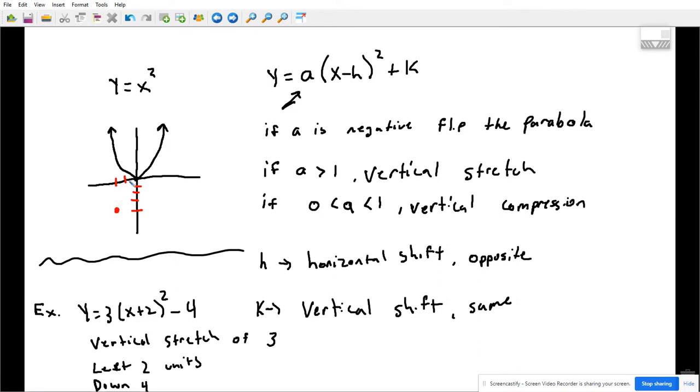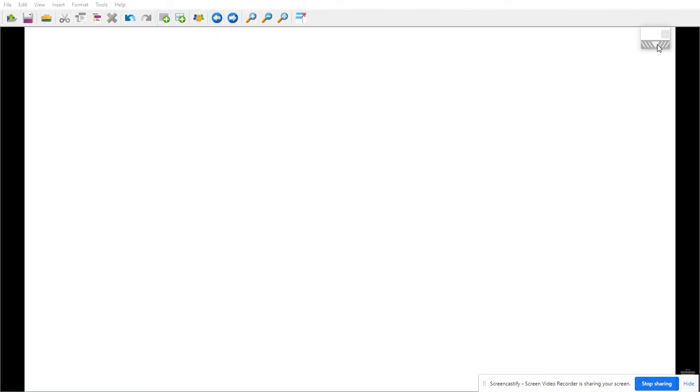So now what would it look like? Would it have the same exact shape of this graph? No. The A is 3, so it's going to be skinnier. So the graph is going to look something like this. And again, this is a rough sketch, but you can clearly see that this graph is skinnier, and the vertex went left 2, down 4. So that would be for a squared graph.